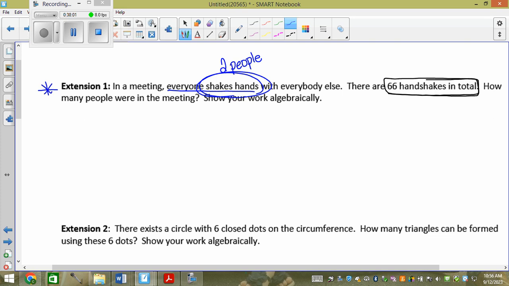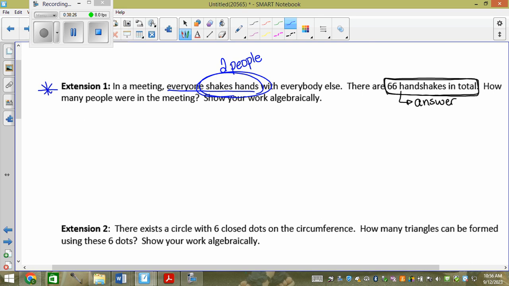When it says the word total, what are they giving you? The answer. They gave us the answer. Have we ever been given the answer yet? We always just found the answer. So currently they gave us how many we're choosing at a time, which is 2.